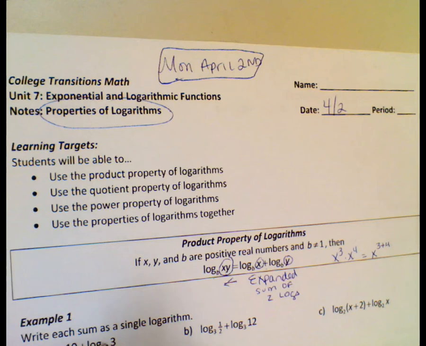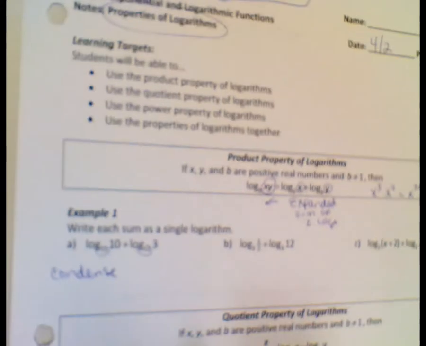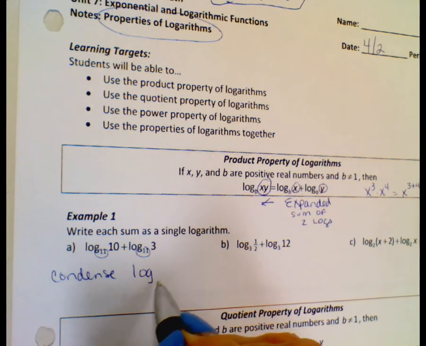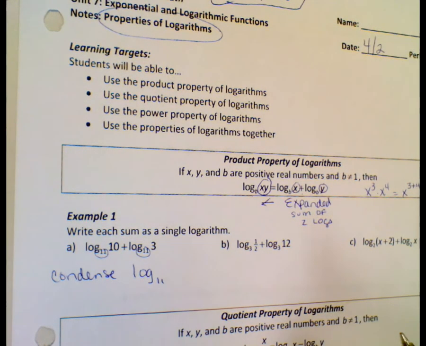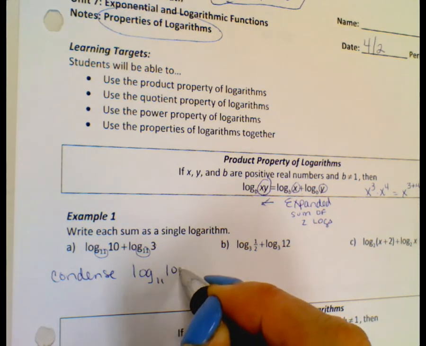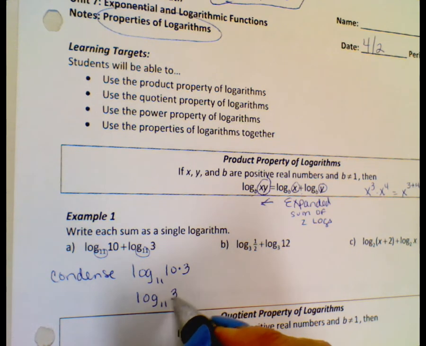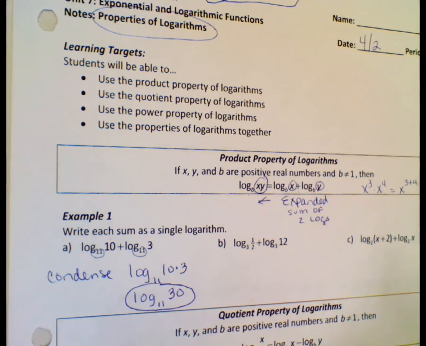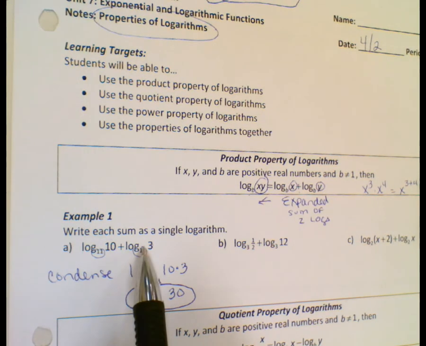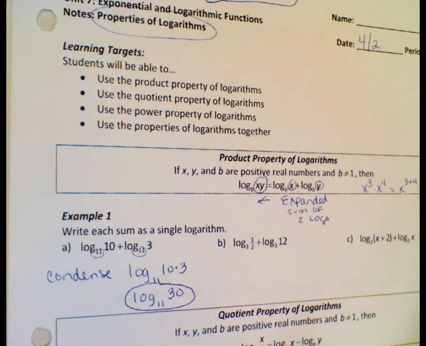Notice both of their bases are 11. So we're going to condense. We're going to write one logarithm with base 11. You're going to take the factors 10 and 3, and instead of adding them, you're going to multiply them. So this answer is going to be log base 11 of 30. That's going to be your answer. If you punch this into the calculator plus this, you're going to get a decimal. If you punch this in, you're going to get the same decimal. This is another way of writing it.